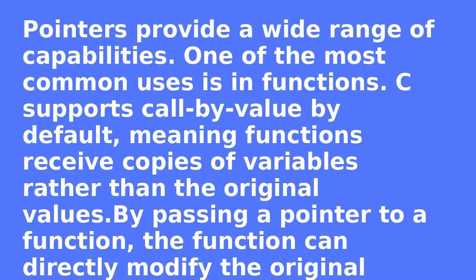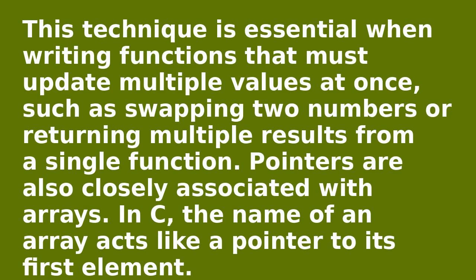Pointers provide a wide range of capabilities. One of the most common uses is in functions. C supports call by value by default, meaning functions receive copies of variables rather than the original values. By passing a pointer to a function, the function can directly modify the original variable. This technique is essential when writing functions that must update multiple values at once, such as swapping two numbers or returning multiple results from a single function.